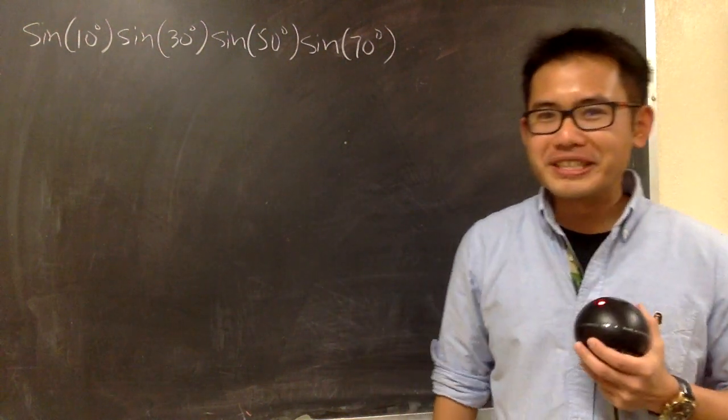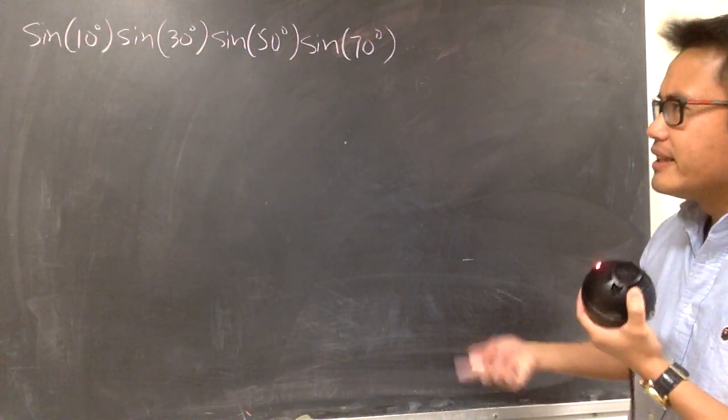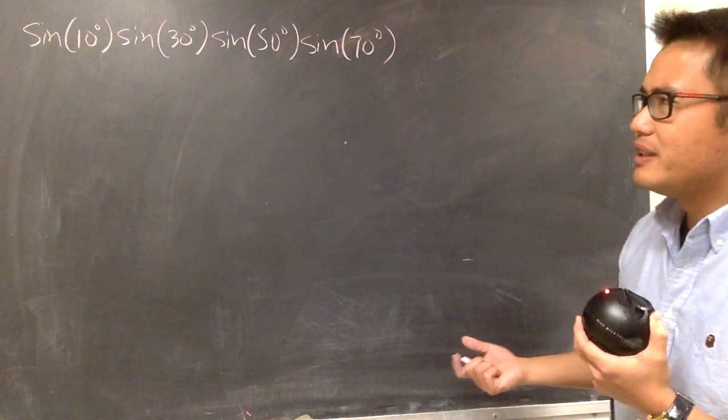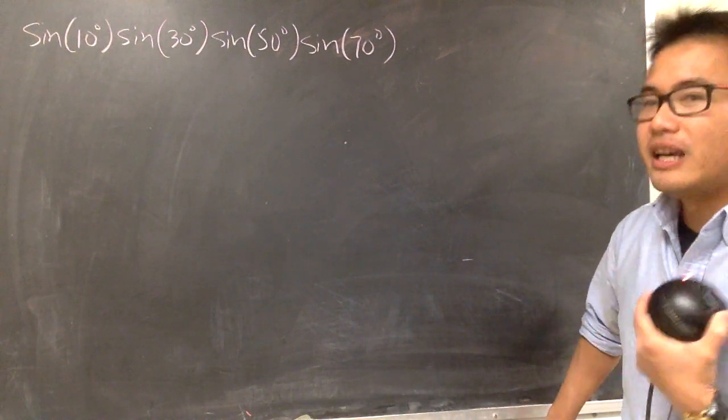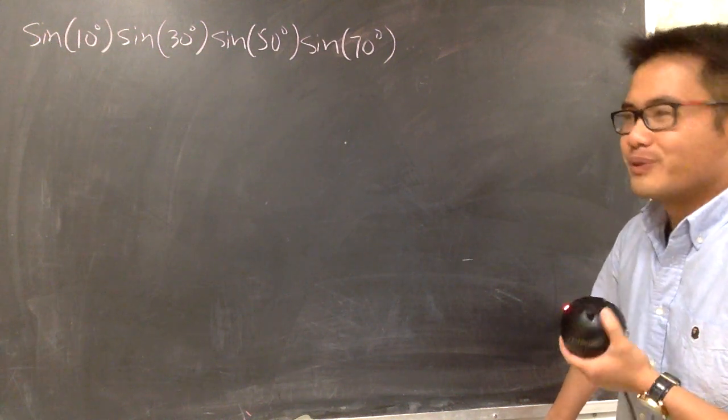Okay, how did you guys do it? Alright, let's see. 10, 30, 50, 70. Yes, there's a nice pattern for that, so hopefully there's a way we can figure this out, right? And of course, I'm not going to use a calculator, otherwise you defeat the whole purpose of doing math.